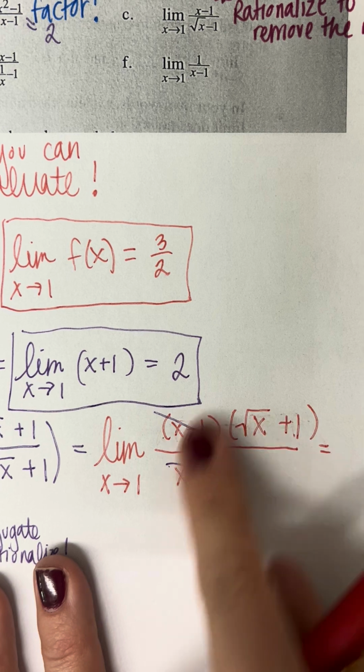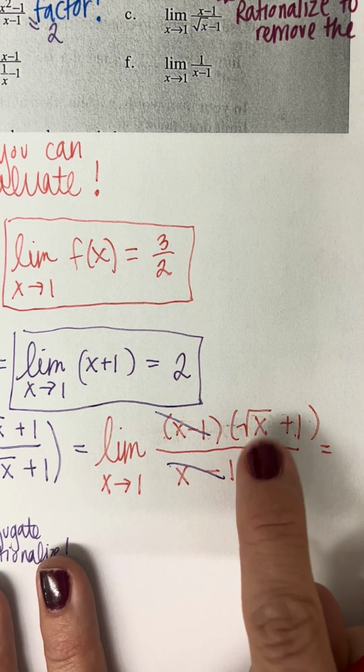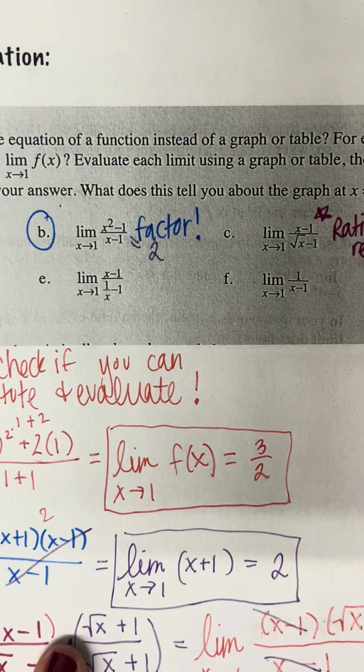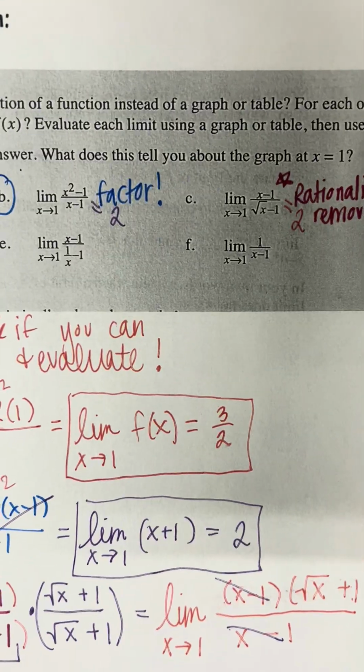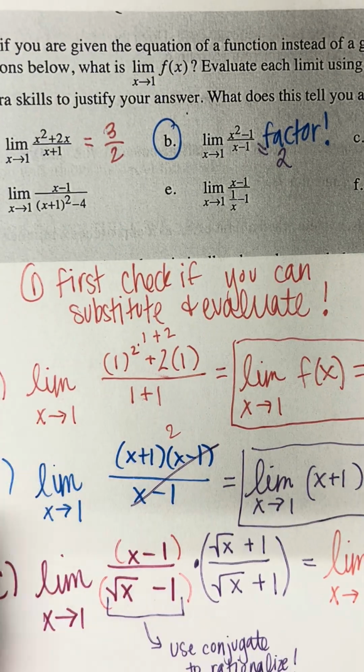So now I have nothing in the denominator except 1, and I can plug this 1 in. Square root of 1 is 1, and 1 plus 1 is 2. So this is going to be 2 for my answer. Okay, so here equals 2. Done. Whew. All right, let's do 3 more. Hang in there with me. Letter D.